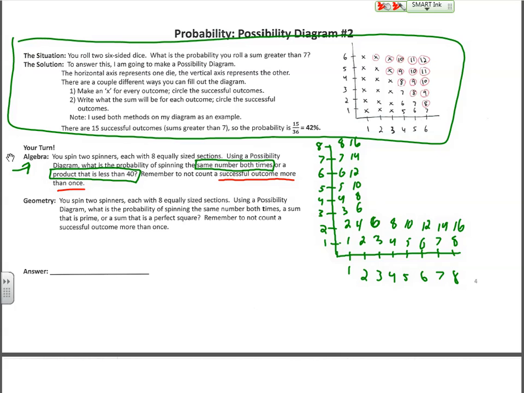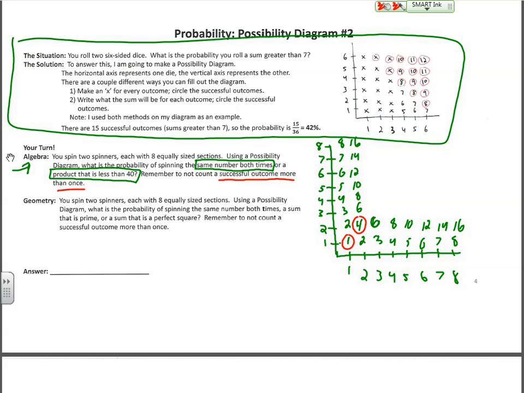Elise? The 4. In the 2 times 2? Yeah. So this one here is kind of a successful outcome to both of them, right? It's the same number both times, 2 times 2, and it's a product that's less than 40. Turns out 1 times 1 gives us the same thing, also a successful outcome to both situations.